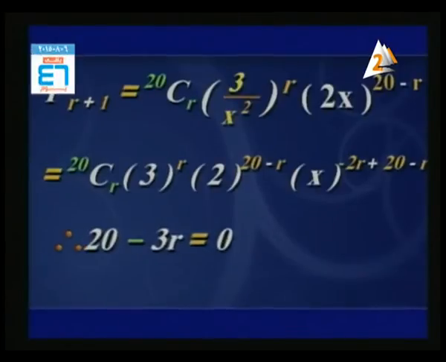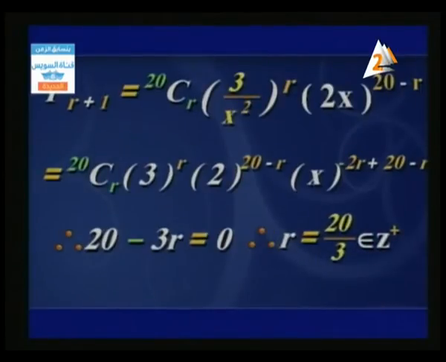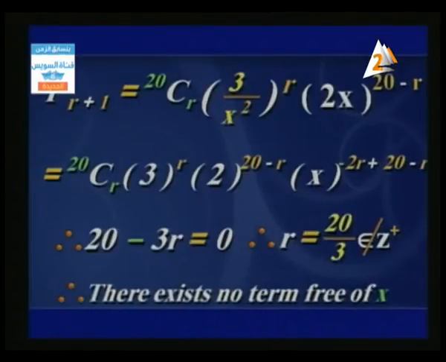Therefore, 20 − 3r equals 0. Therefore, r equals 20 over 3, which does not belong to Z positive. Therefore, there exists no term free of x.